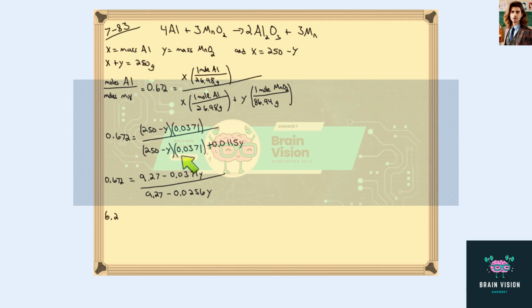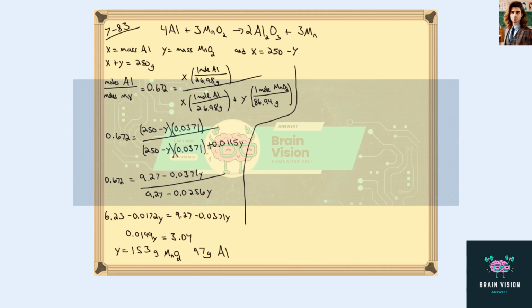I'll have a y term down here, negative 0.0371, which I will then add to 0.0155y in order to get my negative 0.0256y. Now I'm going to multiply this entire denominator by both sides of the equation, and I will get this. I'll then combine my y terms by moving this one over here, making it positive, and moving the 6.23 over here, making it negative. And I will get this. I'll then divide both sides by 0.0199, and Y is 153 grams.